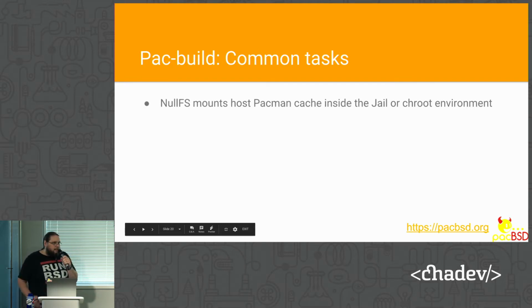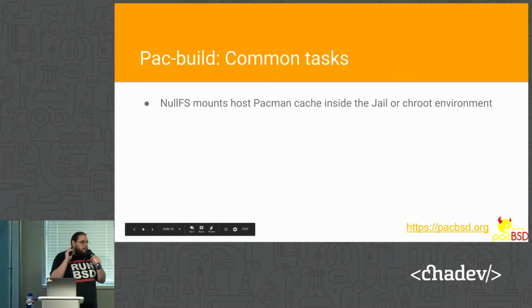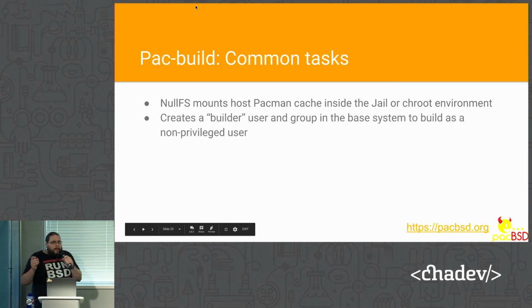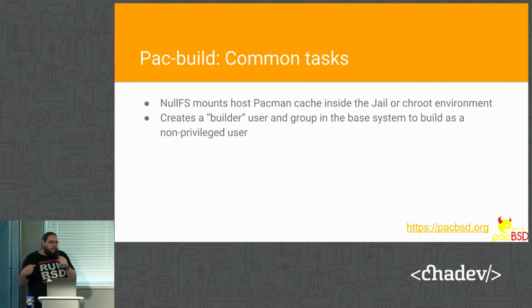There are some common tasks that it does regardless of how it's configured. So it uses nullfs to mount the pacman cache, where pacman stores the compiled packages, inside the build jail. A nullfs is similar to a bind mount, where you can mount a directory to somewhere else. And so we do this so that if you've already downloaded a version of a package, it can just use the one that's already in the cache. So we save having to download the same package multiple times, speed things up a little bit, and also save hitting the servers constantly.